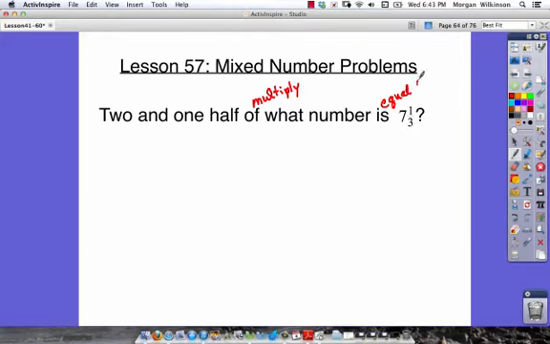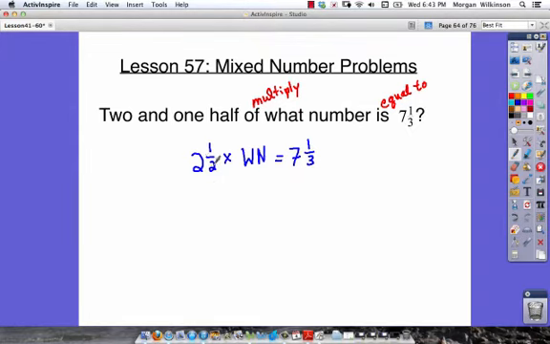If we know those two things, it will allow us to solve this problem by writing our own equation and then solving through our steps. So what we have is 2 1/2 of, so times, what number, we're going to call that Wn, is equal to 7 1/3. Now if you were to watch the video from lesson 56 again, you would see the problems looking a lot like this. Remember, what we have to do first, we've got to change our mixed numbers to improper fractions.